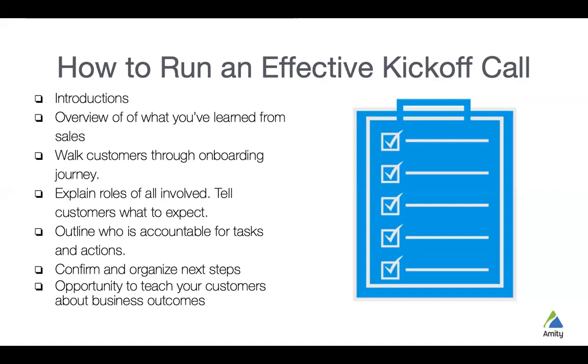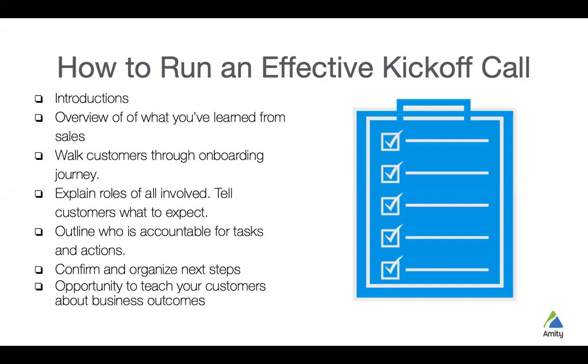So once you've gone through what the customer journey is, look at what the tasks and actions are by all involved, confirm who is responsible for each task and action, and organize next steps. The RACI model is also really effective here because you'll want to make sure that the customers are also very clear on what they need to do and the deliverables that they have during onboarding.